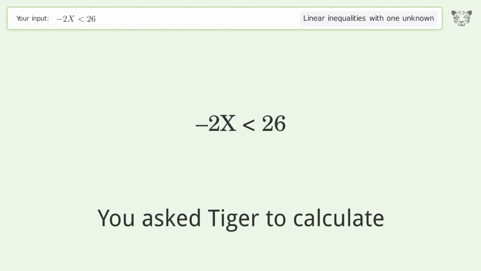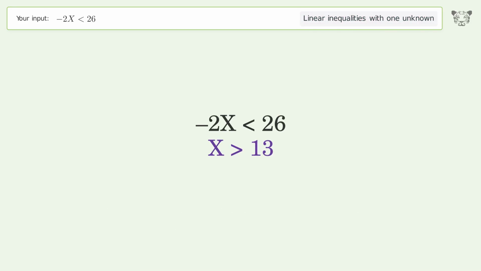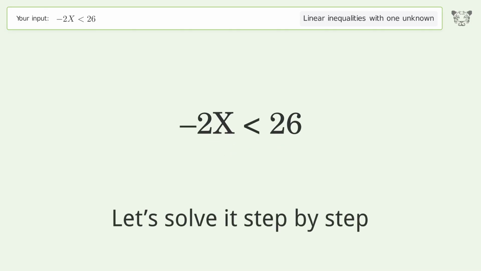You ask Tiger to calculate. This deals with linear inequalities with one unknown. The final result is x greater than negative 13. Let's solve it step by step.